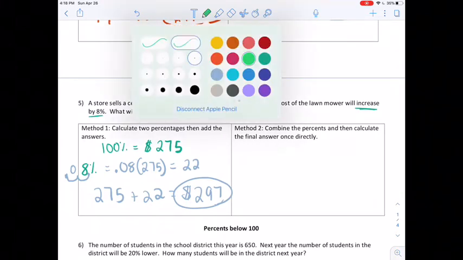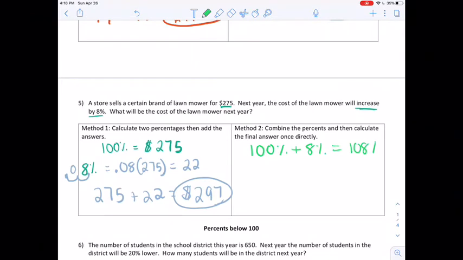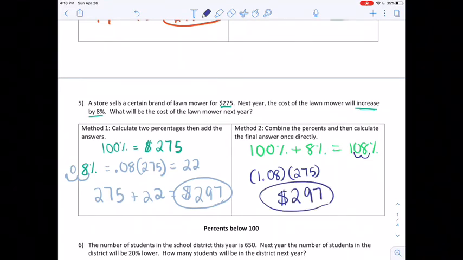Method 2, combine the percents and calculate once. So I'm going to combine the 100% plus the increase of 8%, and that is equal to 108%. So to turn 108% to a decimal, so I could use it to multiply, it's equal to 1.08, and of 275, you get $297.